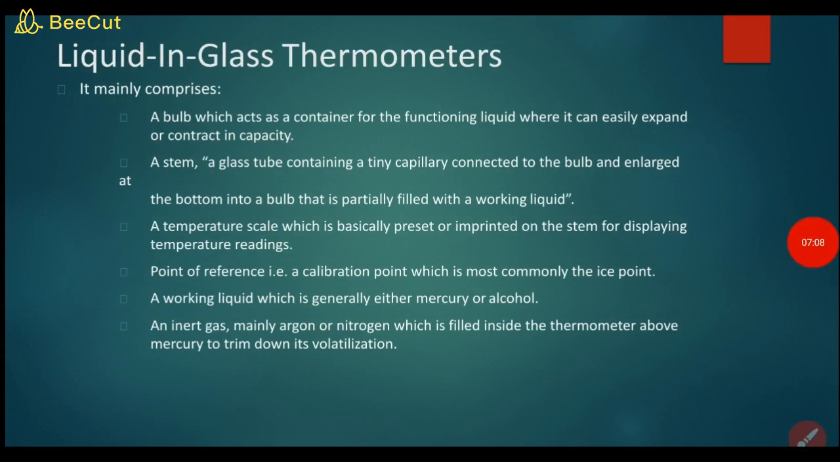Now student, if we talk about the liquid in glass thermometers, it mainly comprises a bulb which acts as a container for the functioning liquid, where it can easily expand or contract in capacity. A stem, a glass tube containing a tiny capillary connected to the bulb and enlarged at the bottom into the bulb that is partially filled with the working liquid. A temperature scale which is basically preset or imprinted on the stem for displaying the temperature readings. The point of reference, that is the calibration point, which is most commonly the ice point.